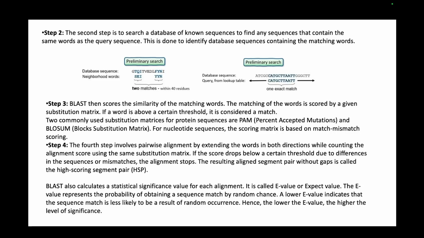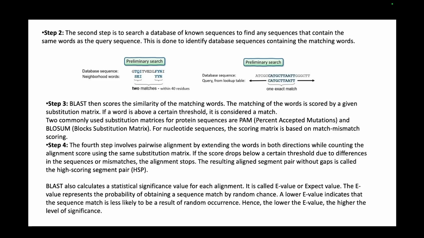The fourth step involves a pairwise alignment by extending the words in both directions while counting the alignment score using the same substitution matrix. If the score drops below a certain threshold due to differences in the sequence or mismatches, the alignment stops. The resulting aligned segment pair without gaps is called the high scoring segment pair, which is your optimal alignment.